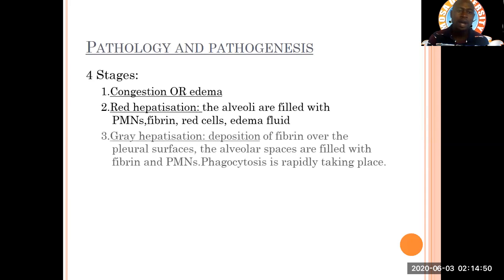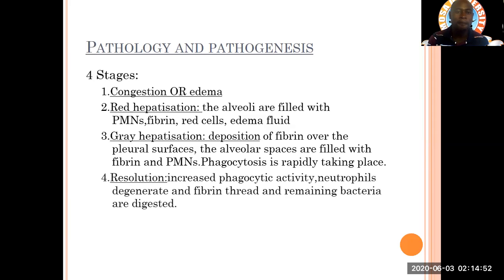Okay? So it has stages. The first stage, you find that they'll start with congestion, and this congestion can also be in the form of edema. Once there's congestion that has occurred there, it will advance to the next stage. This is a stage we call red hepatization. So in this second stage, what is happening is that the alveoli are now being filled with fluid, edema, the red cells, and the fibrin.